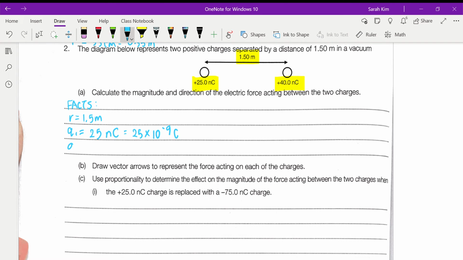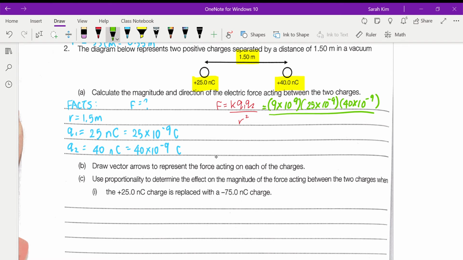My Q2 is 40 nanocoulombs. So that's the same as 40 times 10 to the power of negative 9 coulombs. Right, F is what I'm obviously trying to find. So let's write my equation down. There we go, and then just substitute those values in. 9 times 10 to the power of 9 is K. My Q1 is 25 times 10 to the power of negative 9. Other one is 40 times 10 to the power of negative 9. Divided by R squared, which is 1.5 squared.